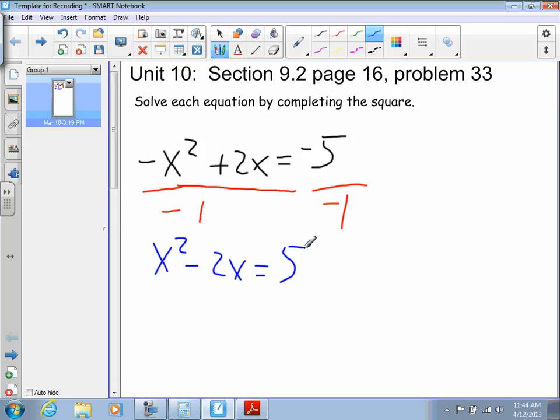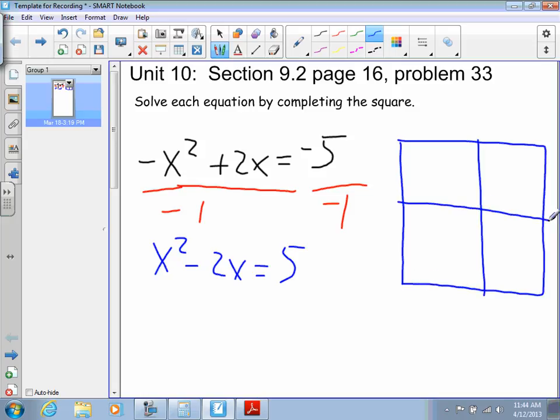And now I can go ahead and use my box to figure out how to complete the square, figure out what I need to add to both sides of the equations to create a perfect square on the left-hand side. So I've got x squared, and I need to take my -2x and break it in half, so I have -x and -x. So now, this is x and this is x. This has to be -1, and this has to be -1, giving me +1 over here that I need to add to both sides. So I'm now going to add 1 to both sides.